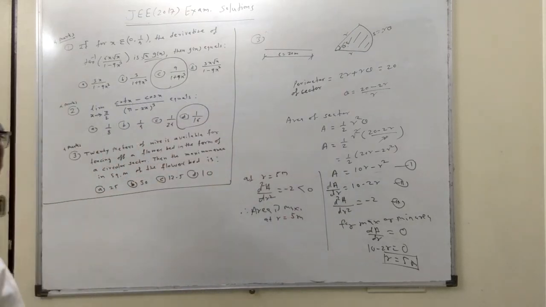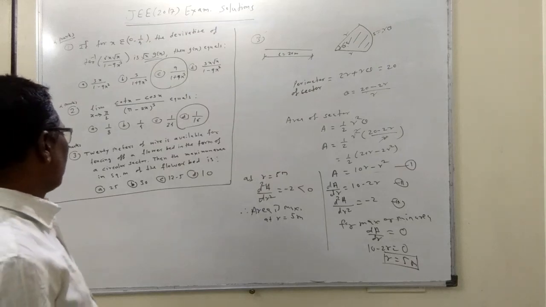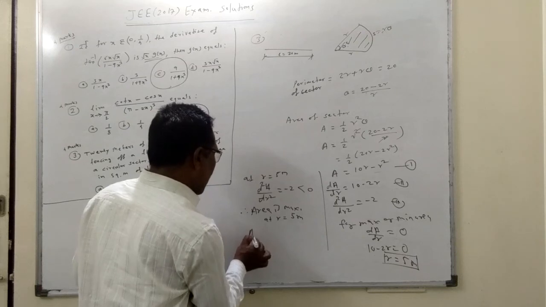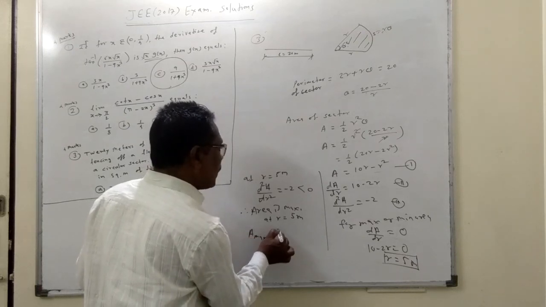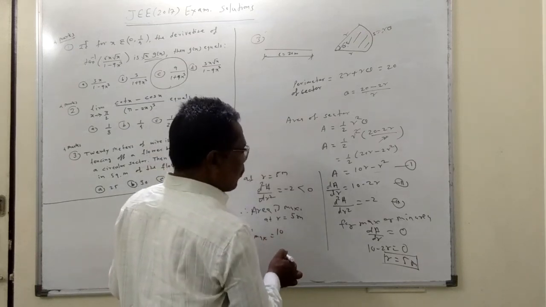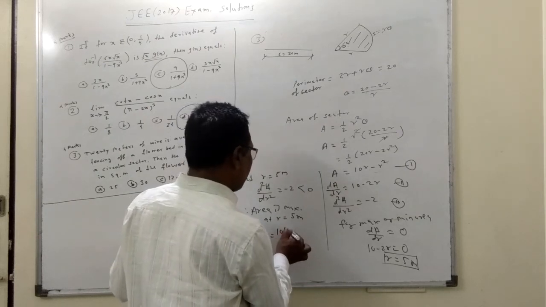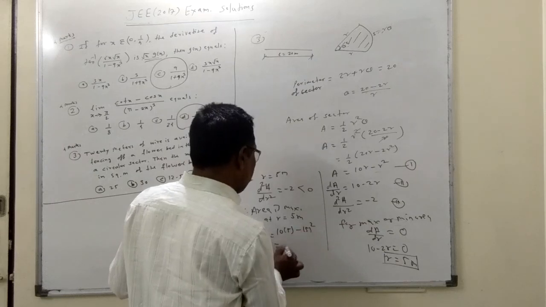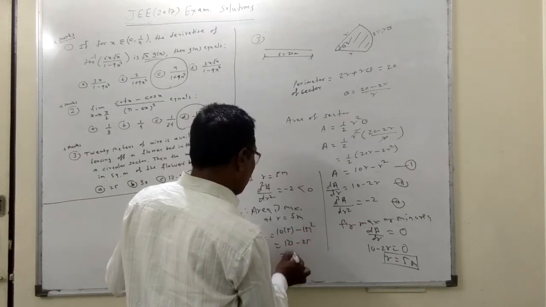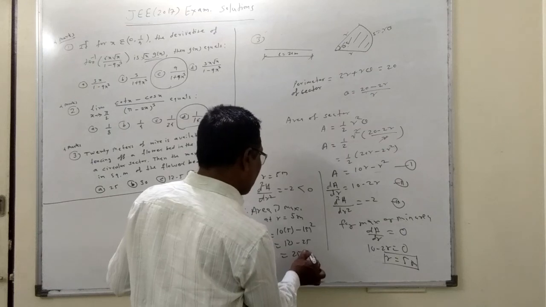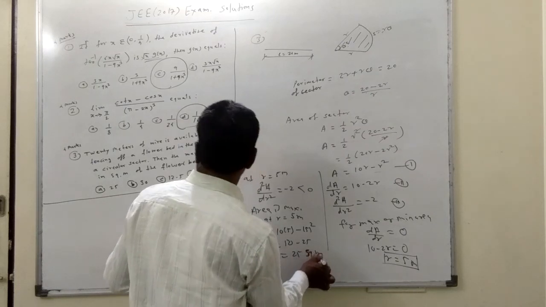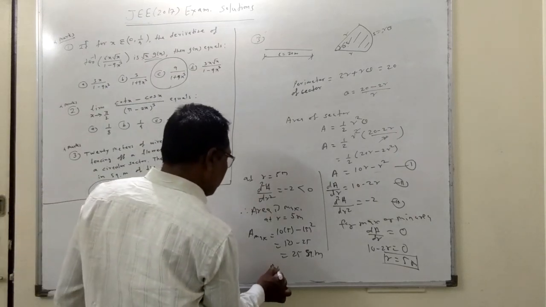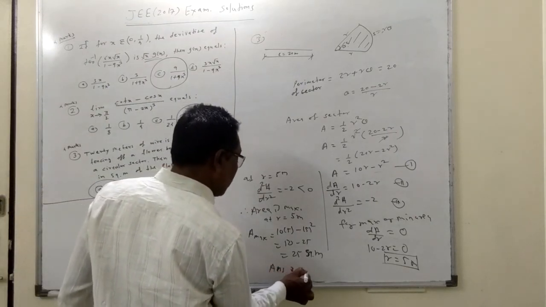Now you want to find the maximum area. So A max is equal to 10 into 5 minus 5 square. 50 minus 25, so 25 square meter. So the answer to the third example is A.